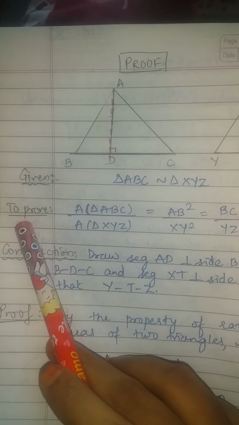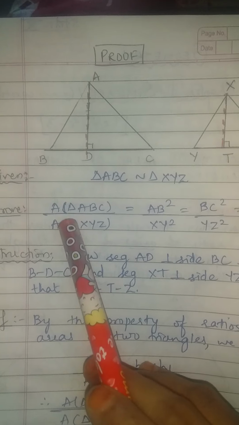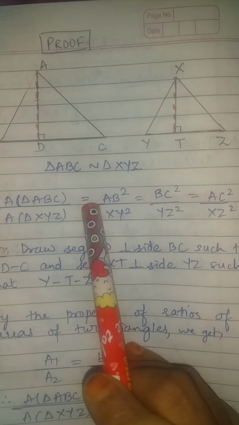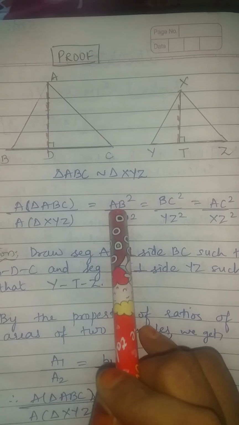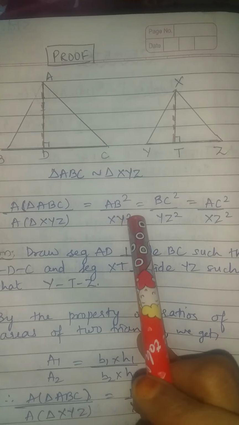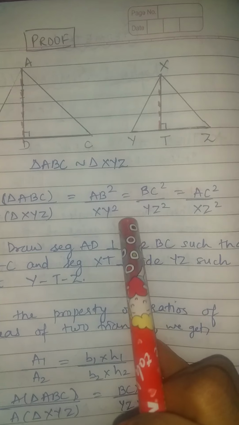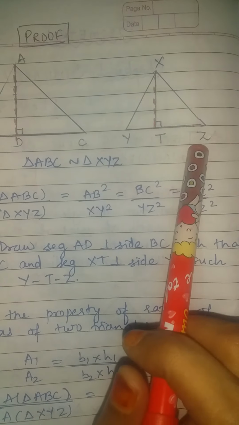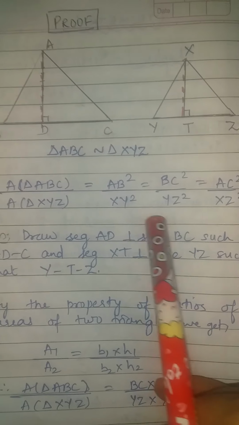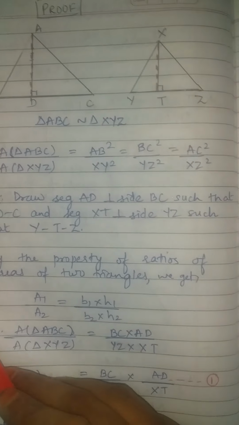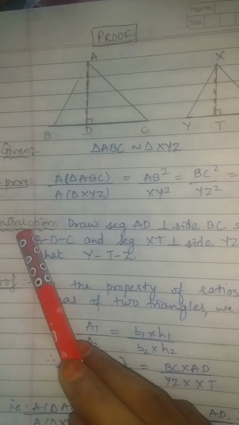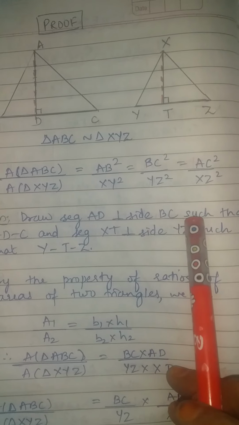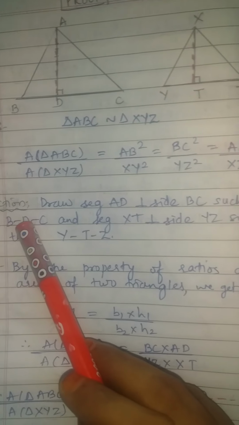Then we are supposed to prove that the ratio of the areas, I mean area of triangle ABC upon area of triangle XYZ, will be equal to AB square upon XY square, further equal to BC square upon YZ square, which will be also equal to AC square upon XZ square. To prove the theorem, we will need a small construction. Draw segment AD perpendicular to side BC such that B-D-C.